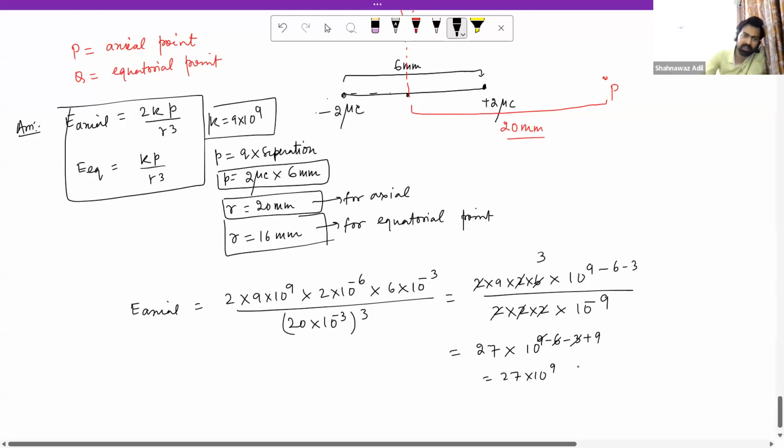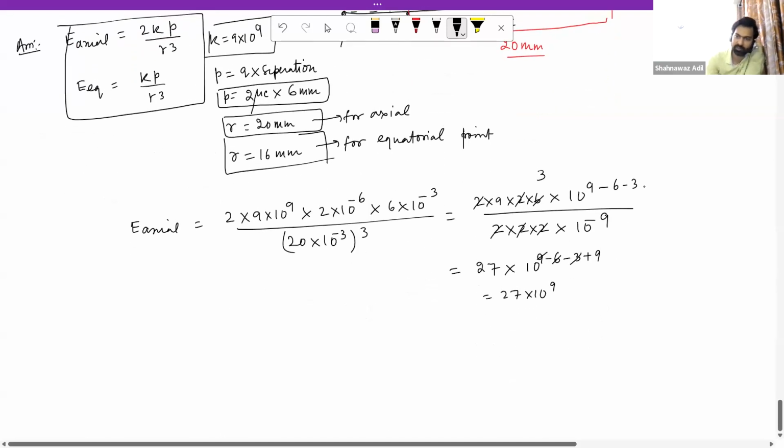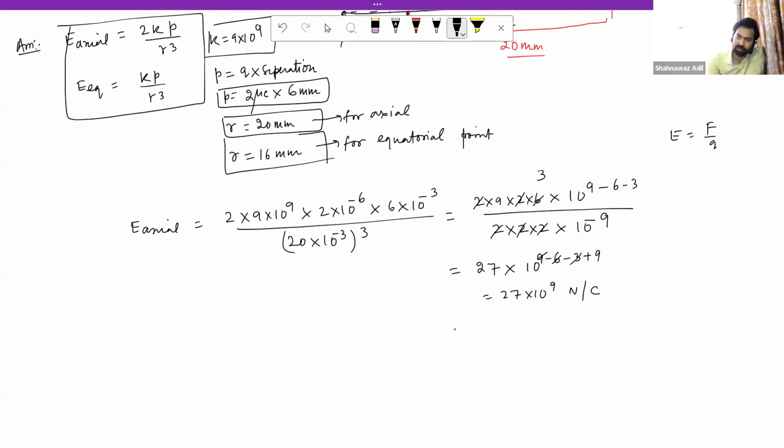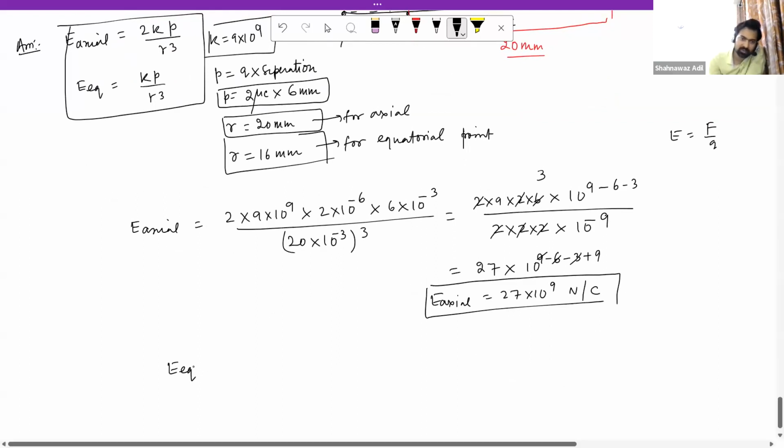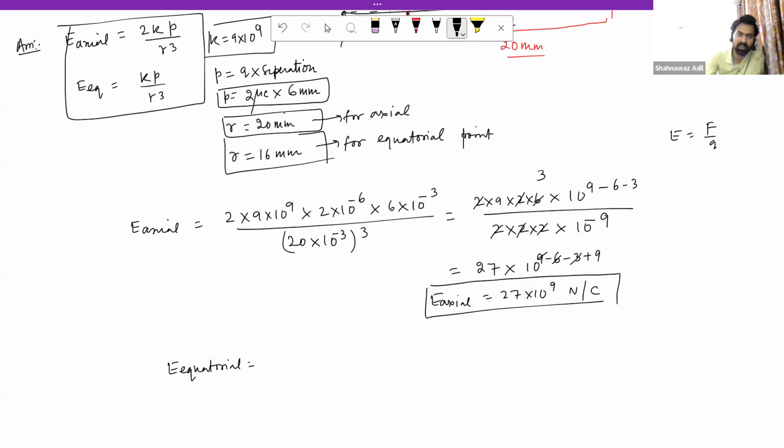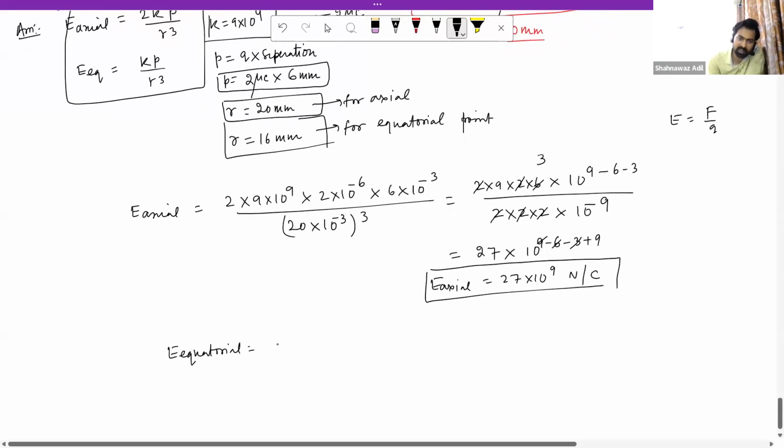And this is what? So this is E is F by Q. So that is Newton per coulomb, right? This would be E axial. And what would be E equatorial? So E equatorial, this is again, what is the dipole moment? That is Kp by r cubed.